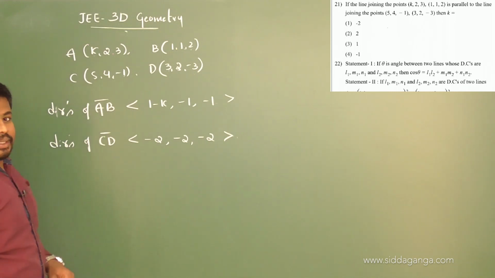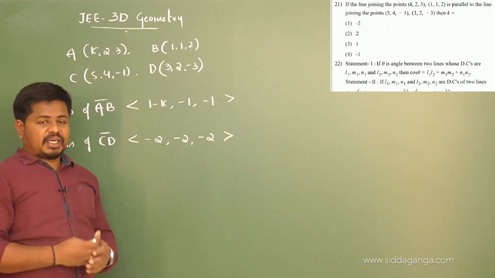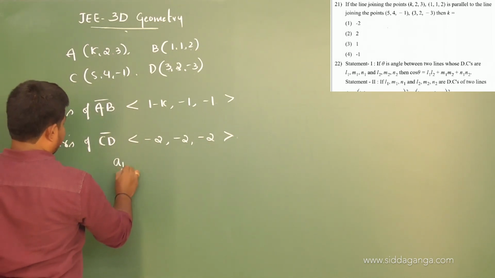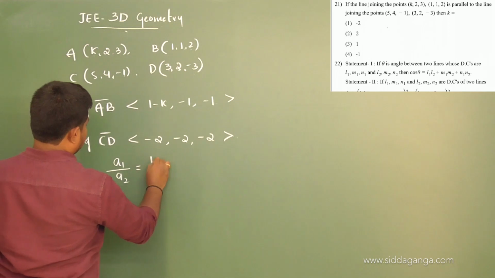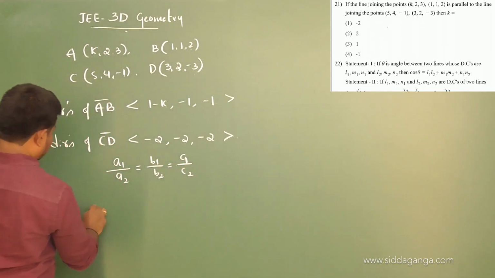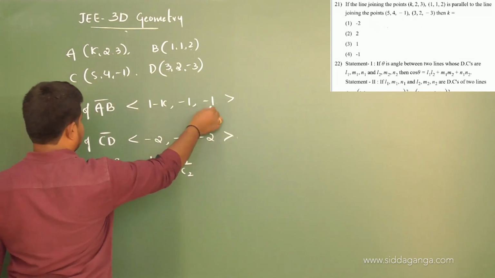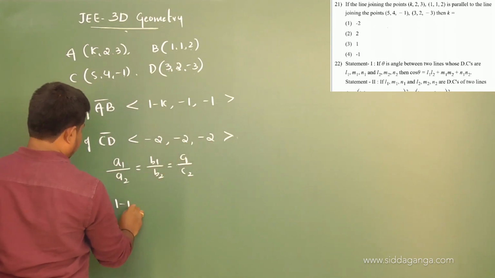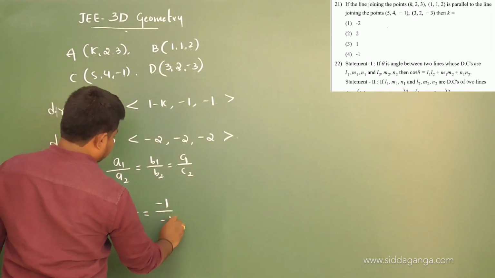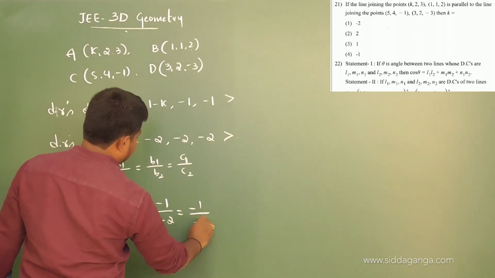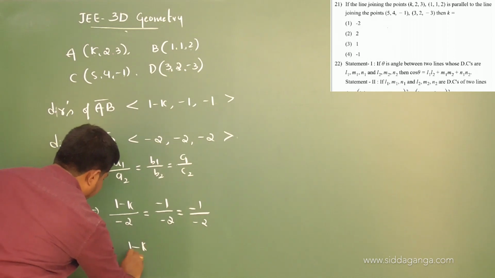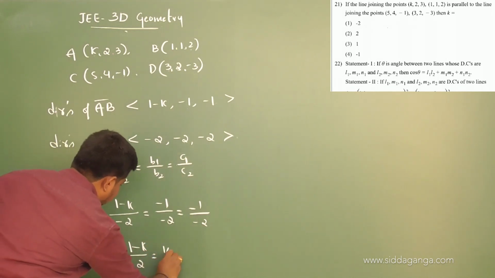So we know that the direction ratios of two parallel lines are in the same proportion. Therefore A1 by A2 equal to B1 by B2 equal to C1 by C2. This is A1, B1, C1, A2, B2, C2. So 1 minus K by minus 2, minus 1 by minus 2, minus 1 by minus 2. So this gives 1 minus K by minus 2 is equal to 1 by 2.